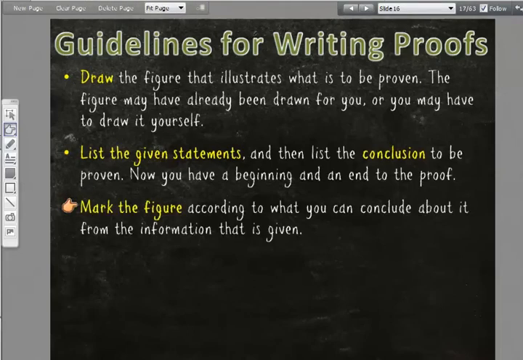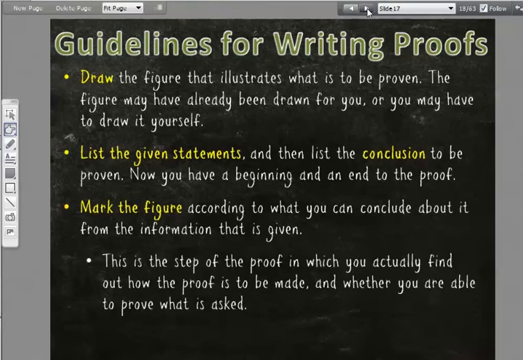You need to mark the figure according to what you can conclude about it from the information that is given. This is the step of the proof in which you actually find out how the proof is to be made and whether you are able to prove what is asked. As a matter of fact, we're going to be able to prove all of ours. Okay?